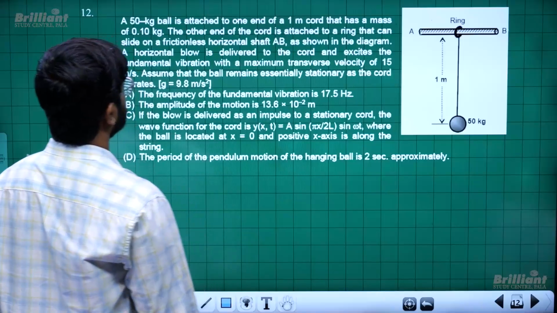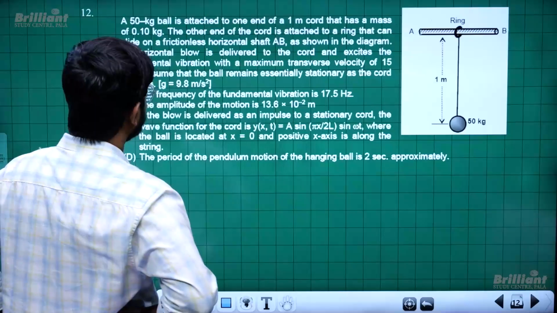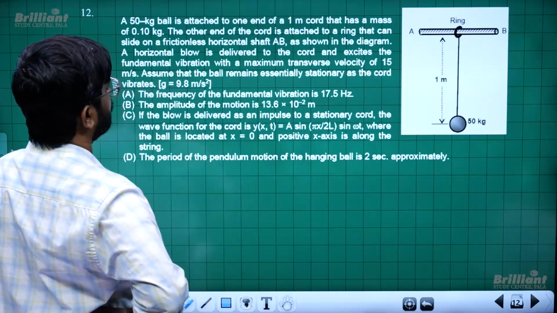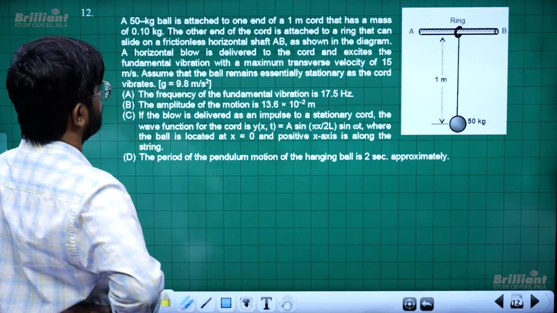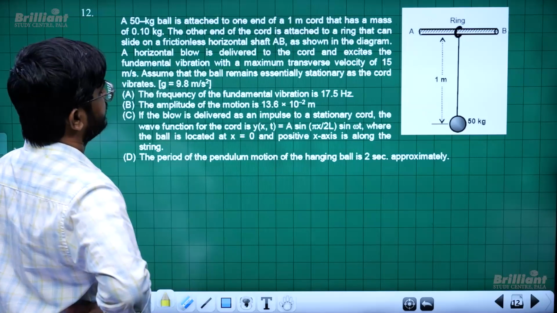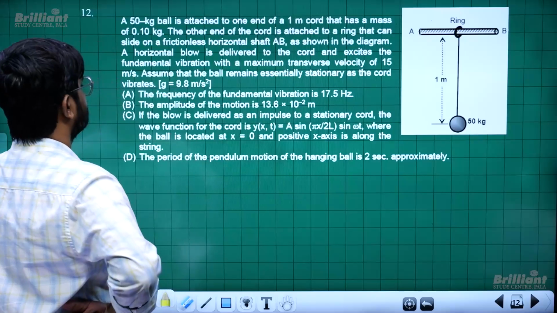A 50 kg ball is attached to one end of a 1 meter cord that has mass 0.1 kg, which is very small when compared to 50 kg. The other end of the cord is attached to a ring that can slide down a frictionless horizontal shaft, as shown in the diagram. A horizontal blow is delivered to the cord and excites the fundamental vibration with a maximum transverse velocity of 15 meters per second.